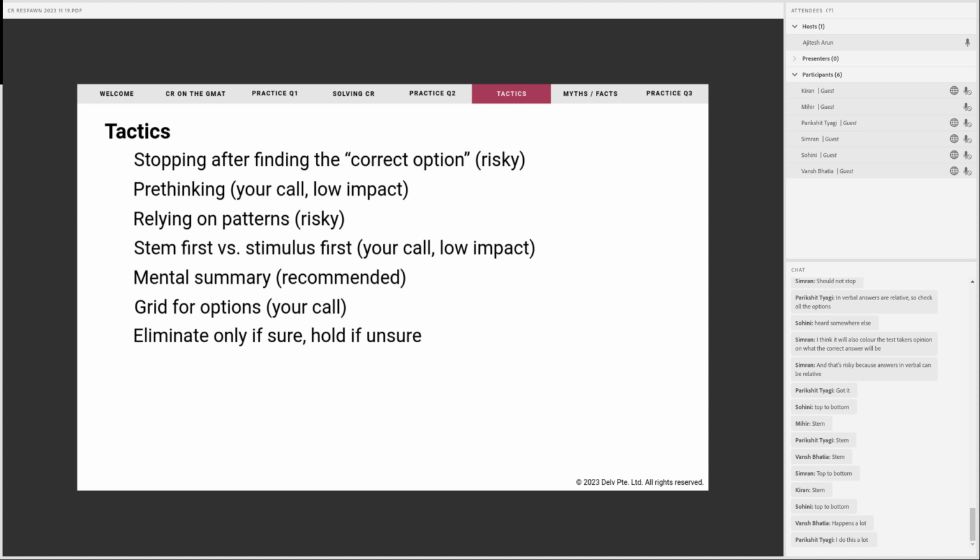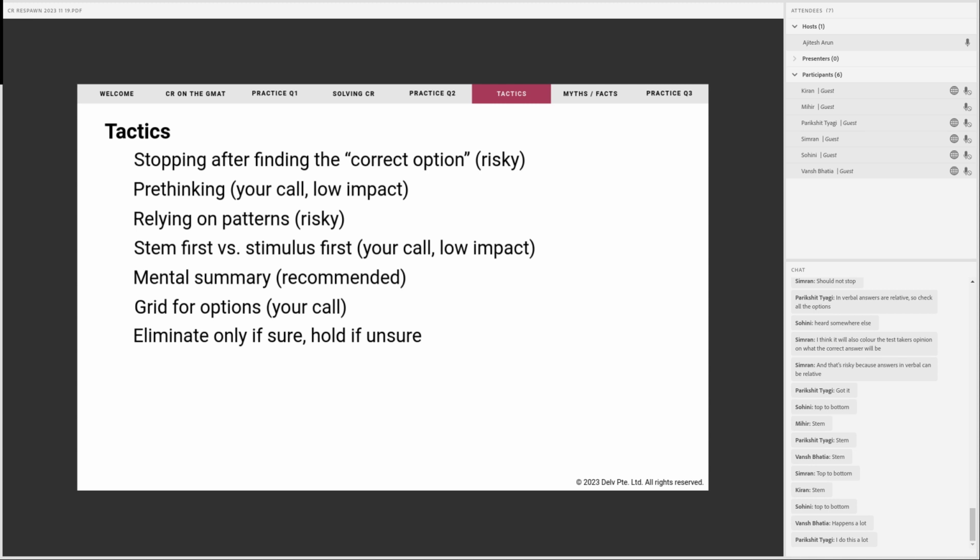So if you're unsure, hold on to it, because if you are guessing, you should at least know that you're guessing. You should not think that, oh no, I've got this. So elimination means remove only if you're sure. And if you're not sure, then hold on to that option. Don't consider that option as eliminated just yet.